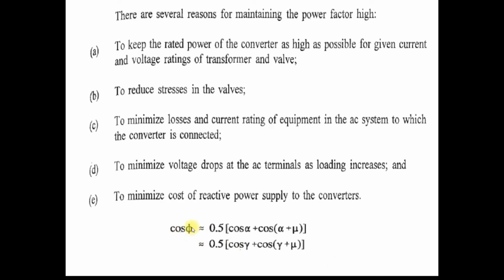Here the power factor depends upon alpha in the rectifier operation, and in the inverter operation it depends upon gamma, which is called the extinction angle. So to achieve the high power factor, alpha in the rectifier operation and gamma in the inverter operation should be kept as low as possible. Then and only then do you get the high power factor.